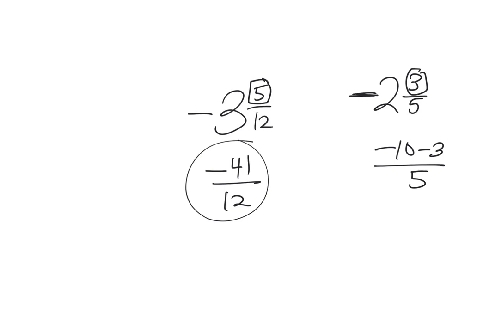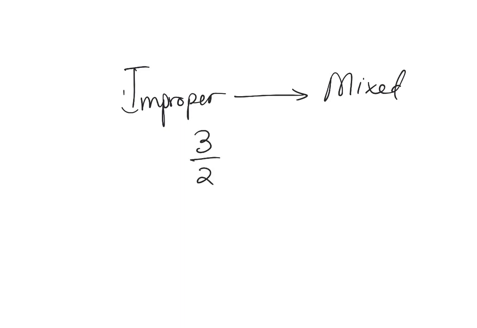Then you need to know how to convert from an improper fraction to a mixed fraction. So we're going from improper fraction to mixed, right? So if you have 3 over 2, for example, that we know is 1 and 1/2.